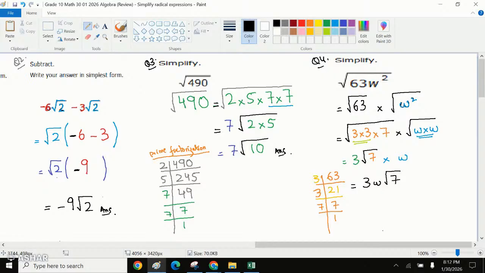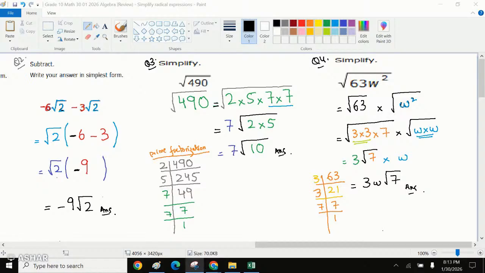Okay? Right? Because 3 and w were whole numbers, they were outside the radical. So we write them together and the radical stays over here. And this is the final answer. Okay? Okay. Moving ahead, let's have a look at the next question.